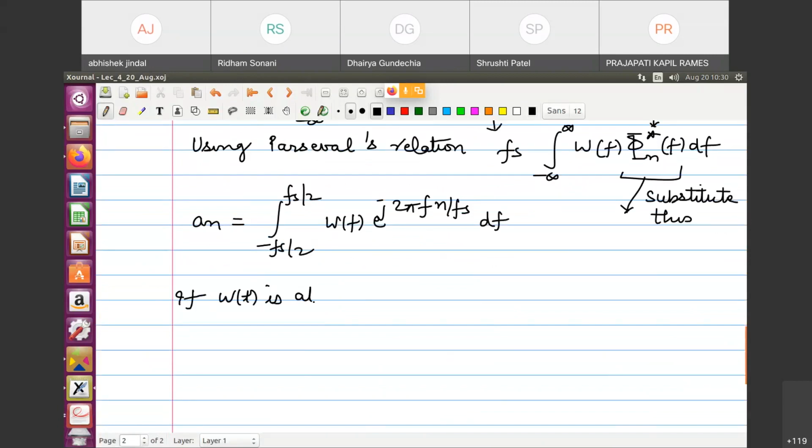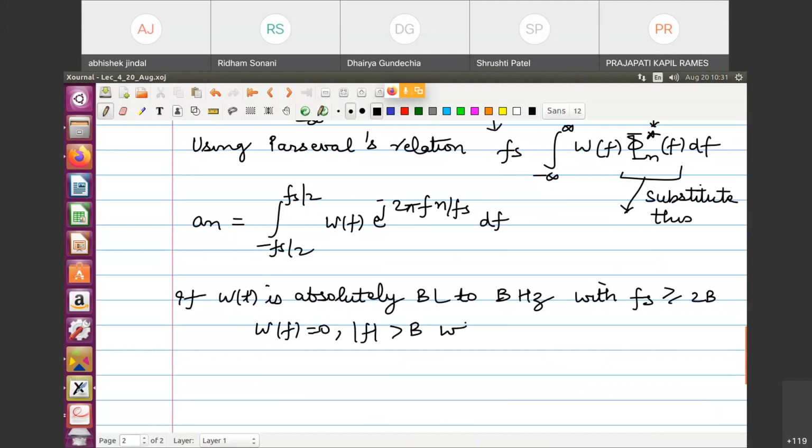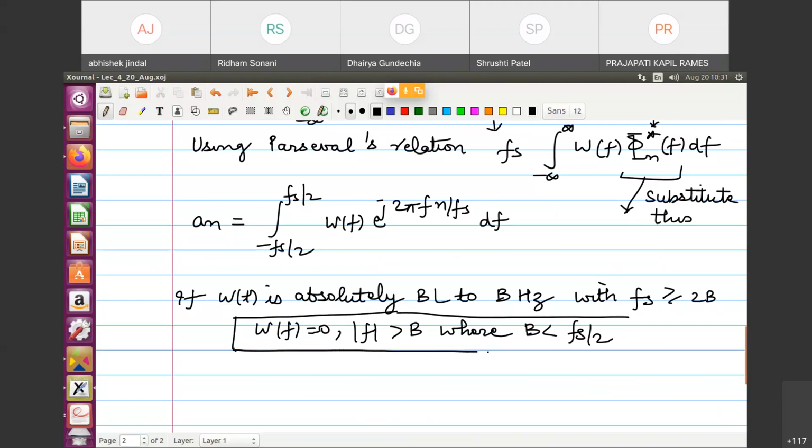If W(t) is absolutely band limited to B hertz, this word means that it has no component outside B, and the sampling rate, or if we have chosen fs to be greater than or equal to 2B, what is the meaning of this? Let me write it down. W(f) is equal to 0 for mod f greater than B, where B is less than fs. I am just writing in short whatever I have said. So this is what we mean. If W(f) is 0 for mod f greater than B, it means that W(f) lies only from minus B to B, and this is the relation for B and fs.